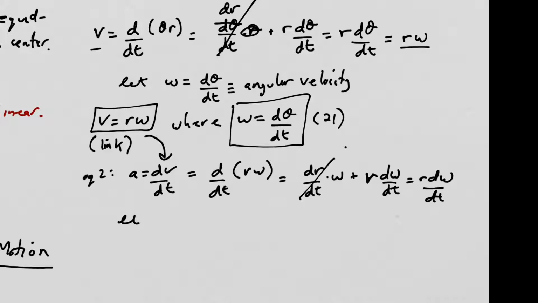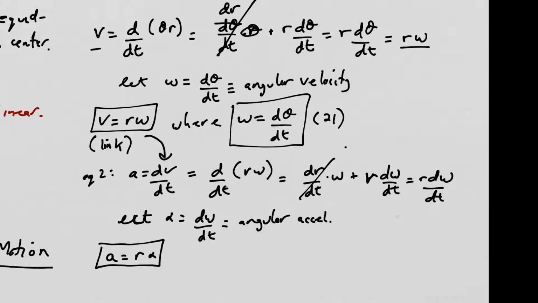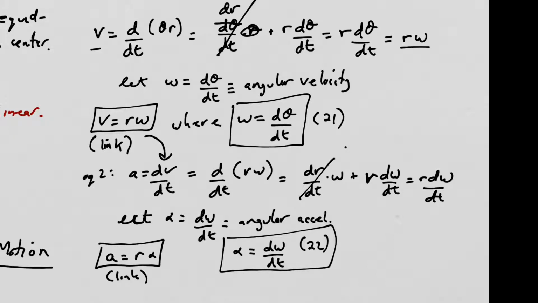And if we let alpha become d omega dt, namely we have just defined how much your angular velocity is changing around the circle, so this is now our angular acceleration. Then we see another link equation has manifested between the linear quantity a and the angular quantity alpha, where we have now defined the angular quantity alpha as being d omega dt, and we'll call that equation 22. And we now have our next link equation as well that relates the angular quantity to the linear quantity.